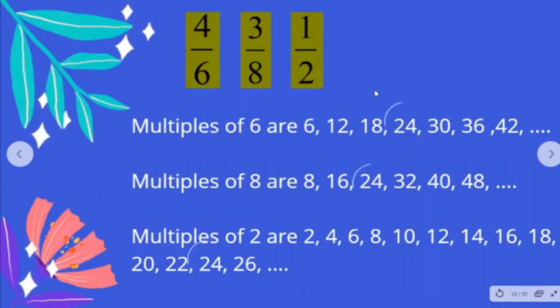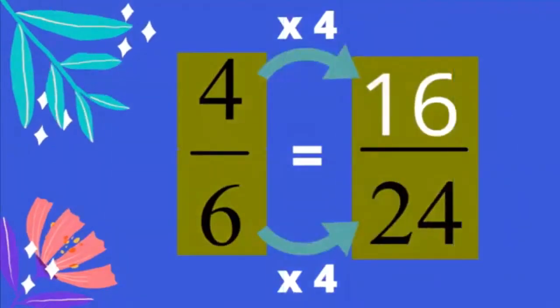Now what we need to do is convert each fraction into a fraction that has a denominator of 24. So how can we do that? Since we multiply the denominator by 4, we must also multiply the numerator by 4. 4 times 4 is 16. So 4 over 6 is the same as 16 over 24. Now let's move on to the next fraction.